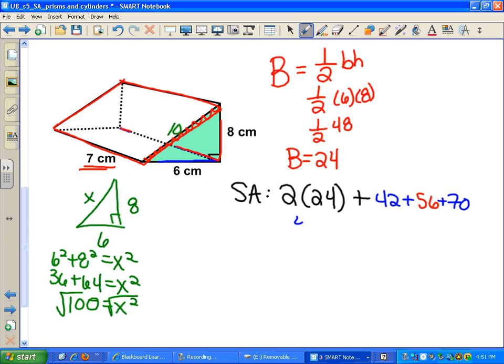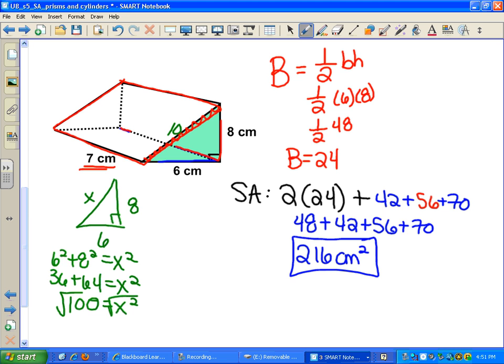So 2 times 24 is 48, and then I'm going to add 42, I'm going to add 56, and I'm going to add 70 to find the total surface area of this right triangular prism. And I end up with 216. My units are centimeters squared. So that is how we find the surface area of a prism. Find the area of the bases, you have 2 of them, and then find the area of all the rectangles, which are their lateral area.